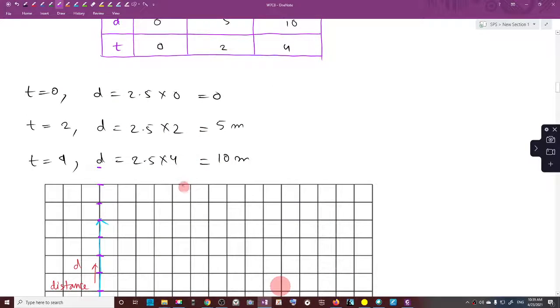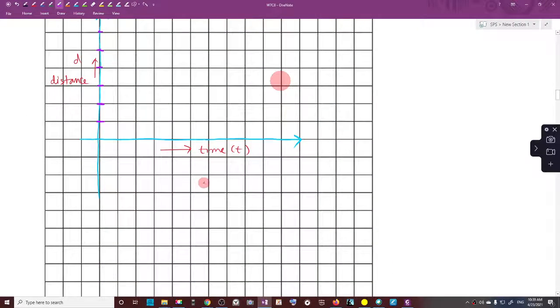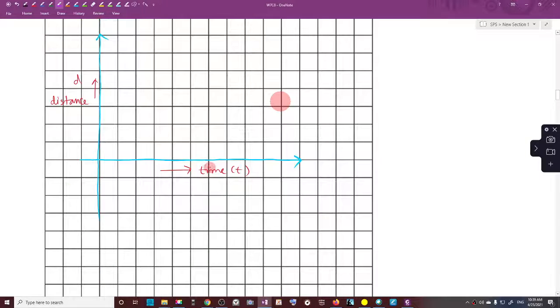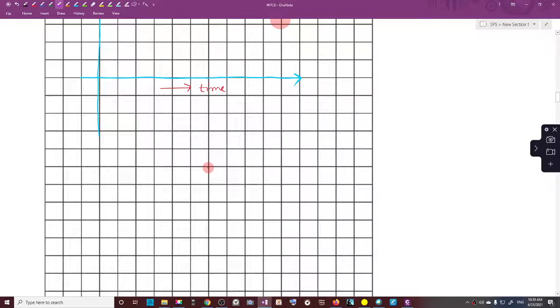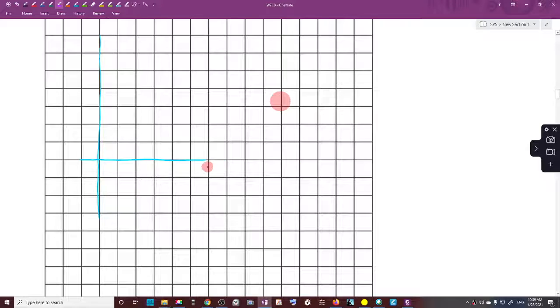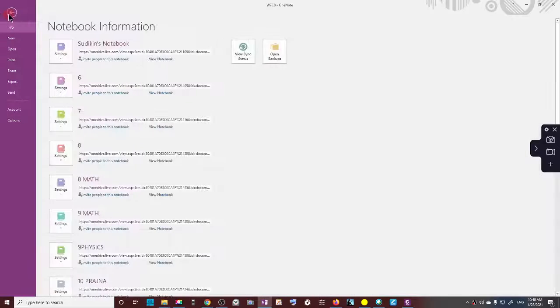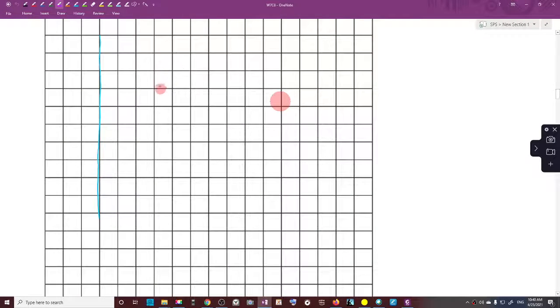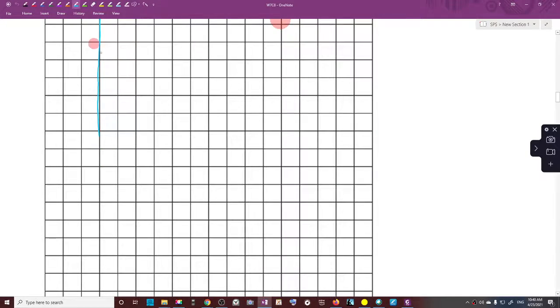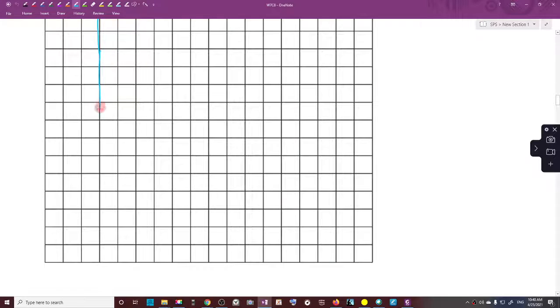Okay, and time from 0 to 4. Okay, let us redraw it. As we are getting short of the graph paper, let us redraw it. Just wait for some time. Can all of you see the screen now? Yes, sir. Okay, let us redraw it.